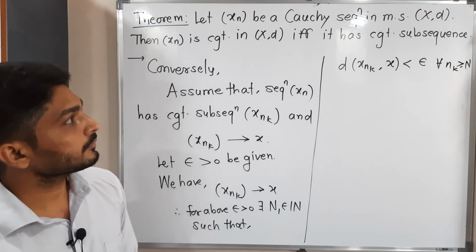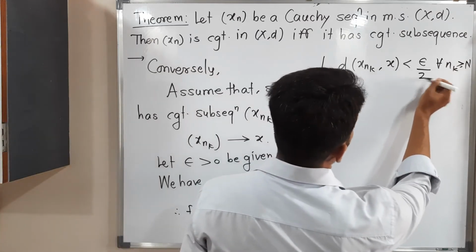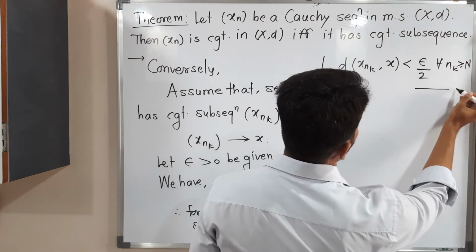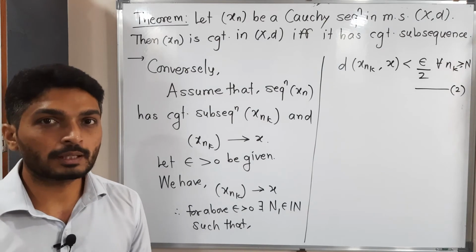Get it? See, what will I do? Instead of epsilon, I will take epsilon by 2. Okay, so this is the adjustment. I will call it 2. Epsilon, instead of epsilon, I am taking epsilon by 2.